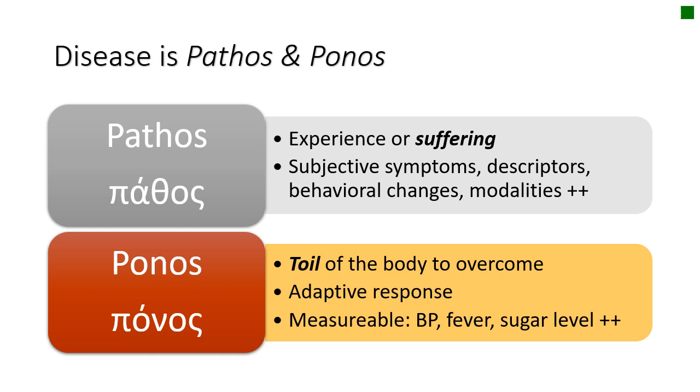Ponos at the same time is something that is measurable. So while the body is fighting or toiling to overcome the state of disease, you will be able to measure the change in body temperature. Fever, for instance. You will be able to measure the blood pressure, for instance. So ponos is something that is measurable, and it is the adaptive response. Now, when we talk about laboratory findings, blood pressure, fever, chemical content of body samples like fluids, like urine, blood, they relate to the word ponos. So just think about the word pathology and its current use and refer back to where this word is derived from.